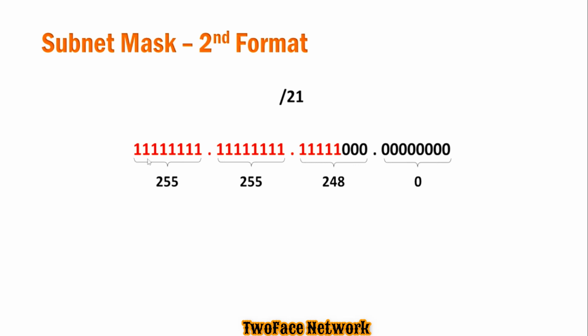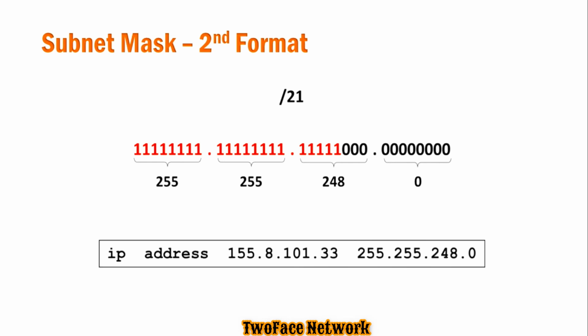We have 8 ones, which is 255, and then another batch of ones, which is also 255. And then we have 5 ones, and when you add all of those values, that's going to be 248. And then you have 8 zeros, which is going to be 0. So this is what configuring an IP address with a /21 mask would look like on, for example, a Cisco router.